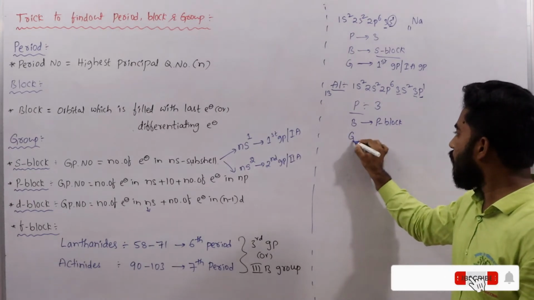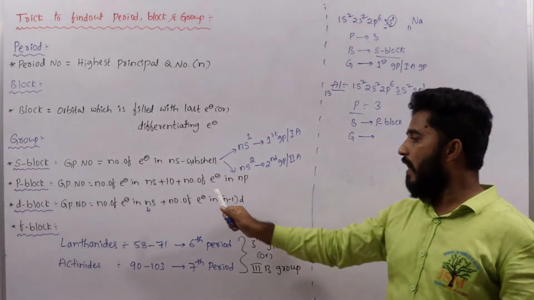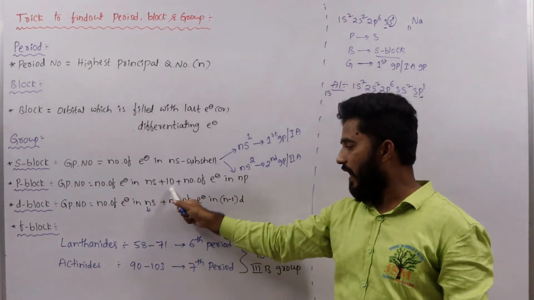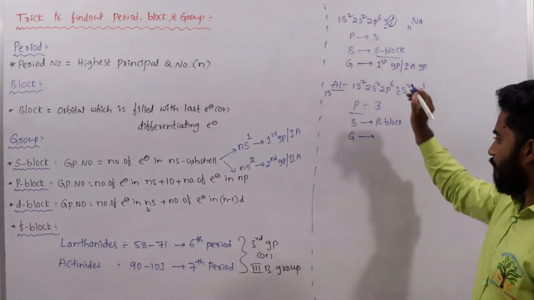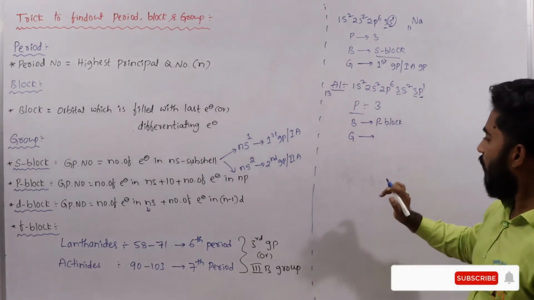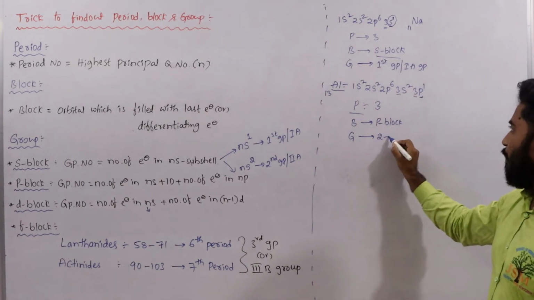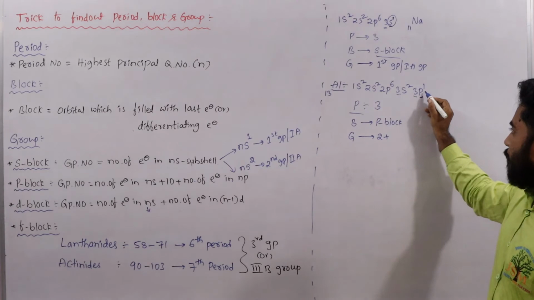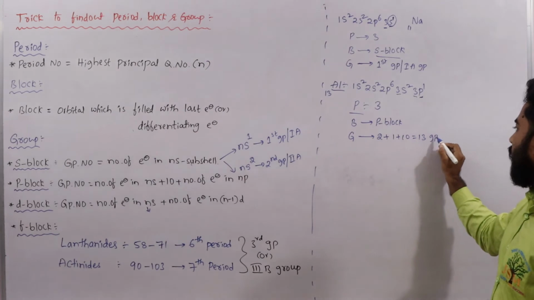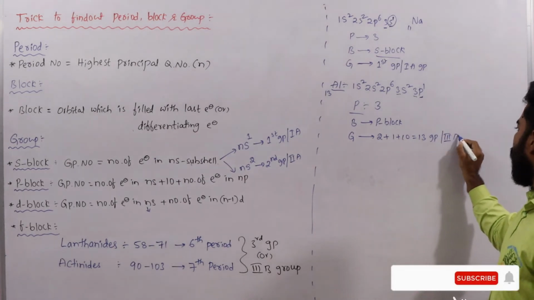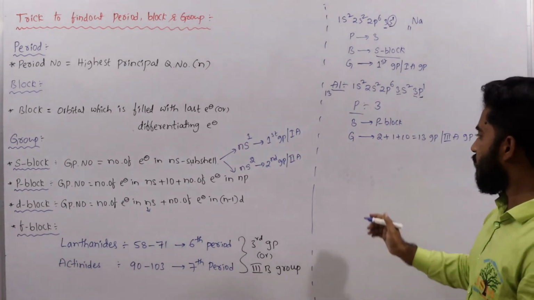So let us see the group. For these p block elements, how to find out the group number? Number of electrons in Ns plus 10 plus number of electrons in Np subshell. Here, number of electrons in s orbital: 2 electrons. Plus how many electrons in p? 1. Plus 10, the total equals 13. That's why it is the 13th group, or we can also say the third A group. Okay, so let us see the next example.